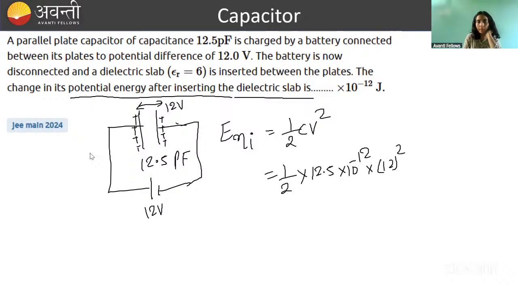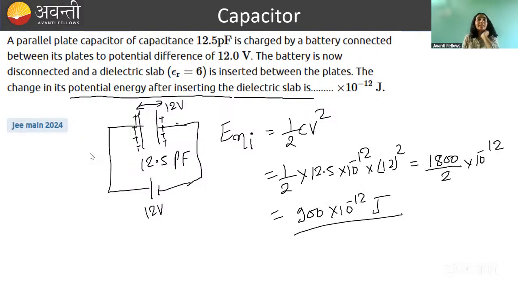And voltage is 12, squared. If you do this, 12.5 into 144, you will get 1800. 1800 by 2 into 10 to the power minus 12. So you will get 900 into 10 to the power minus 12 joule. This is the initial energy. So the one answer that I received is the initial energy on the capacitor. We are asked the change in energy when we insert the dielectric.